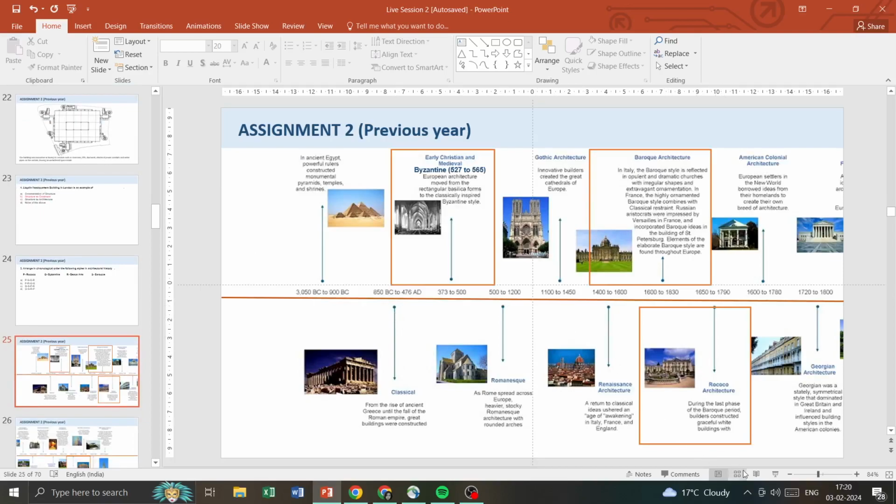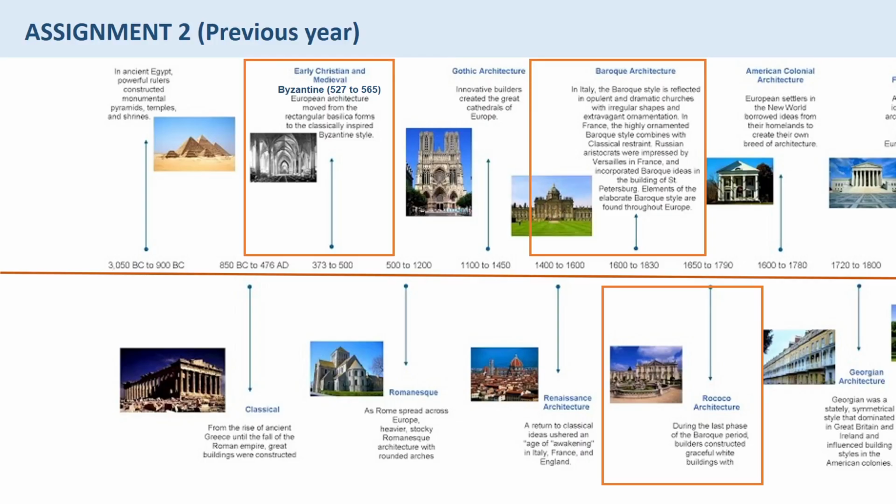So I'll just do full screen for this because the text is very tiny. Yeah, so the earliest that is present on this timeline is ancient Egypt, which had powerful rulers and they constructed monumental pyramids and temples and shrines. We also have Mesopotamian and other kinds of architectural styles during this time, even Indus Valley civilization. These are some of the oldest civilizations in time.